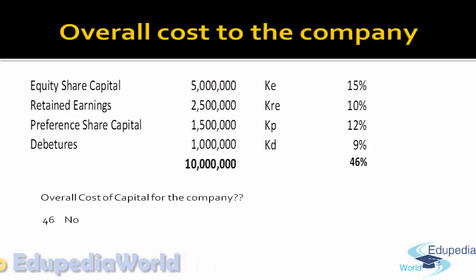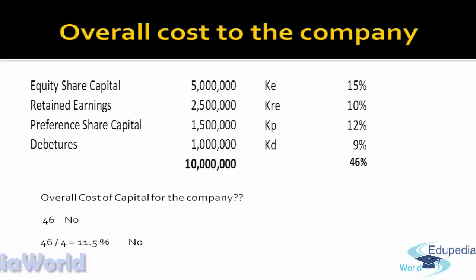So we cannot even compute the simple average, like 46 divided by 4. So that is not the case either, right? In order to compute the overall cost to the company, we have to see what is the portion of that cost. Like equity share capital, if you can observe, that is 50% of the total funds. So 15% into 50%, that is 15% into the portion of equity share capital, that is 50 lakh divided by 100 lakh, is the cost for equity.